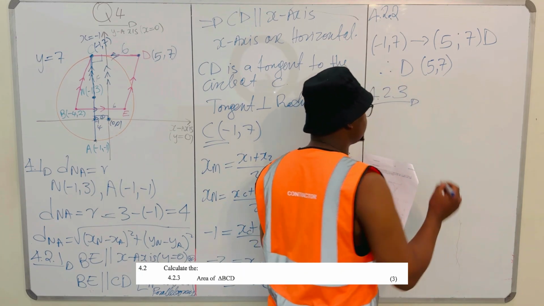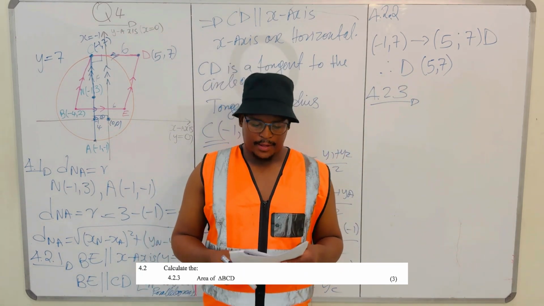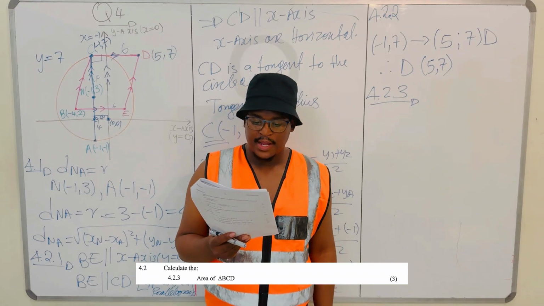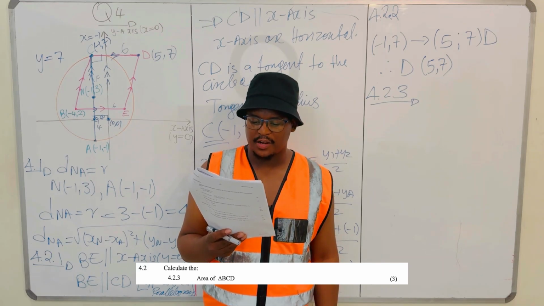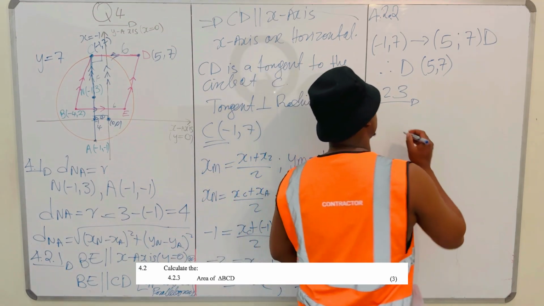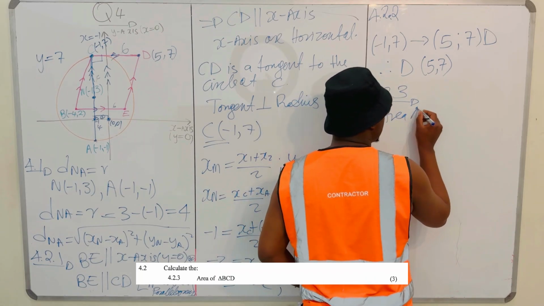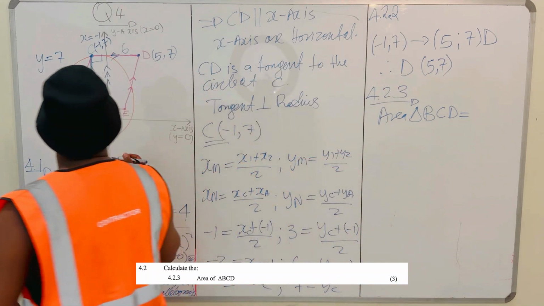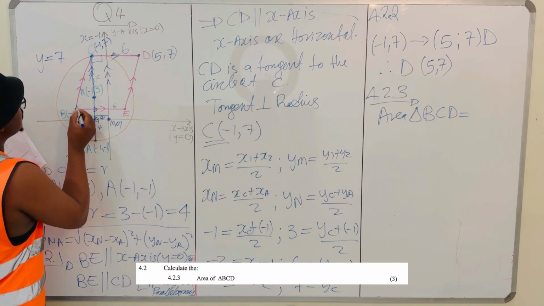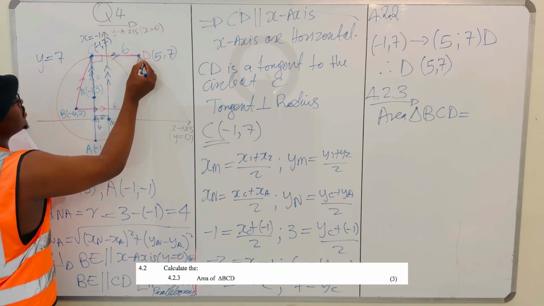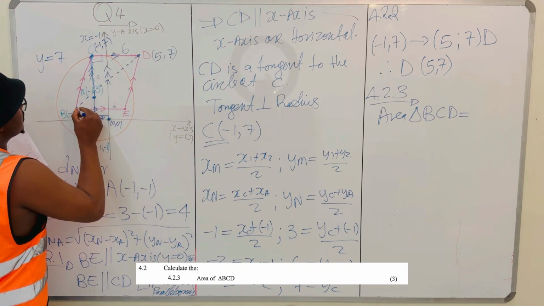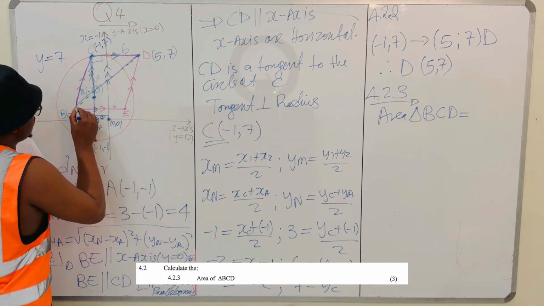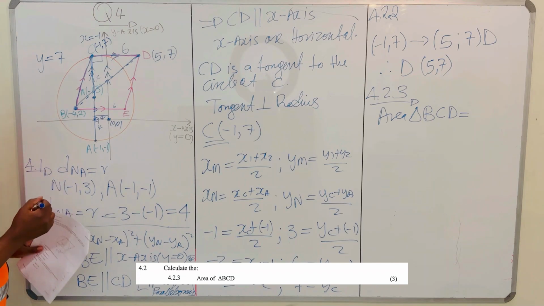4.2.3. Okay, so now we're going to do 4.2.3. What is 4.2.3? They're saying calculate the area of triangle BCD. That's what they wanted to find. Where is BCD? BCD is B, C, and D. So it's this triangle over here. Finding the area of this triangle. You want to find the area of this triangle.